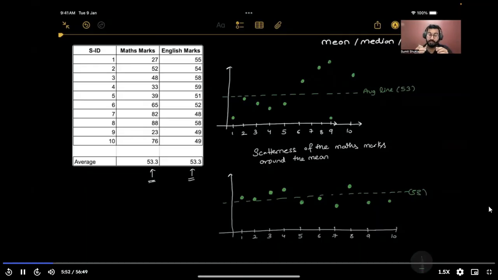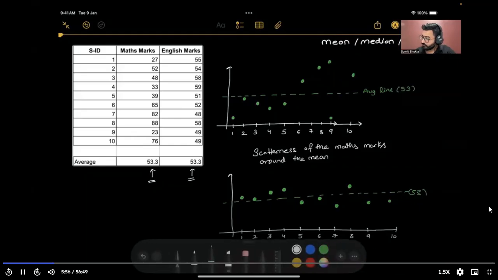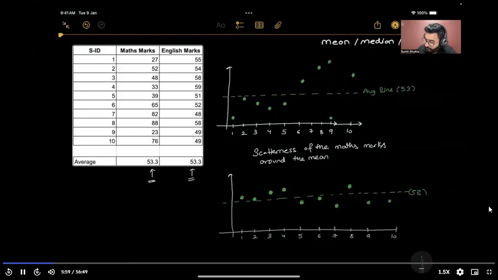the marks for English is really low. So if I compare just the average of the two subjects, I will be making a wrong decision, because just looking at the average, I will declare that the performance of the students in maths and English is the same. While if you look at the scatterness of the marks after plotting it, you can see that there is a great difference. Now, if I can somehow quantify this scatterness, I will be able to get a more clear picture regarding the performance of the students in specific subjects.